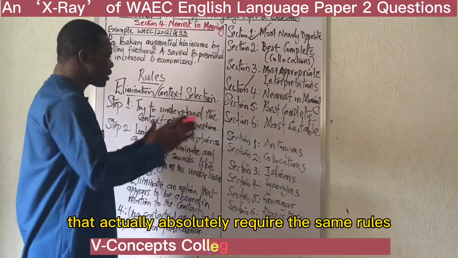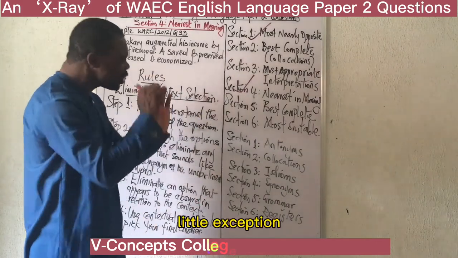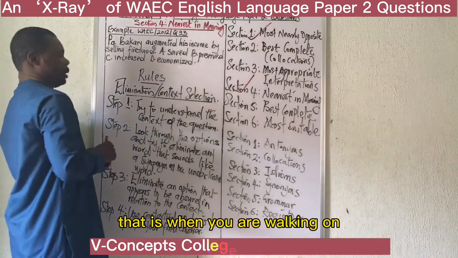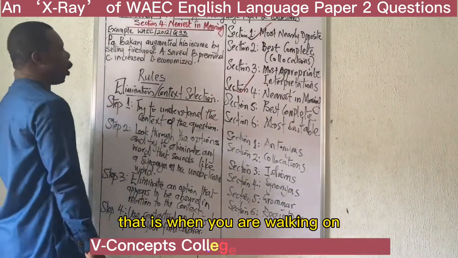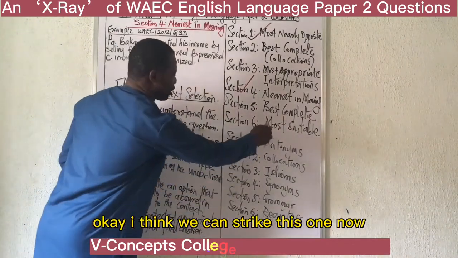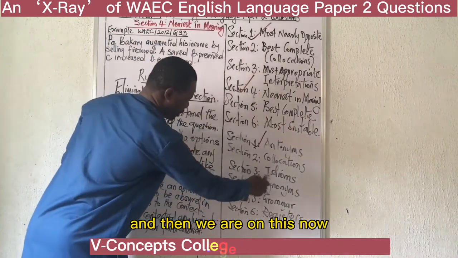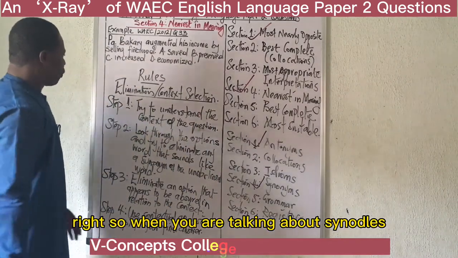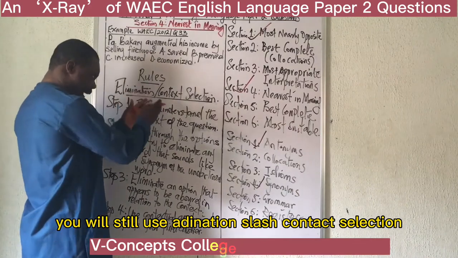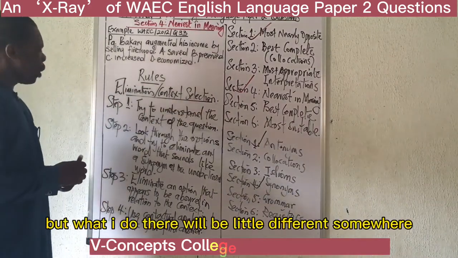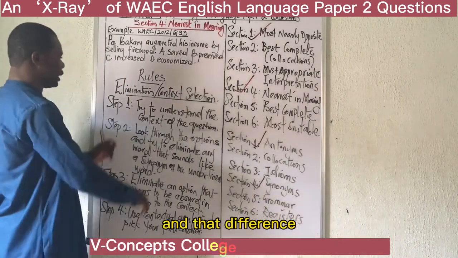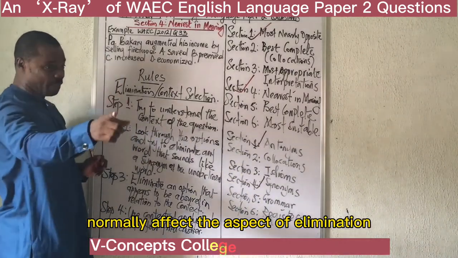That's antonym and synonym require the same rules, but with a little exception, all right? And what is that? When you are working on nearest in meaning, that is synonym, we can strike this one now, we can mark this, and then we are on this now. When you are talking about synonyms, you will still use elimination slash context selection. But there will be a little difference somewhere, which I will explain when we get there. And that difference normally affects the aspect of elimination.